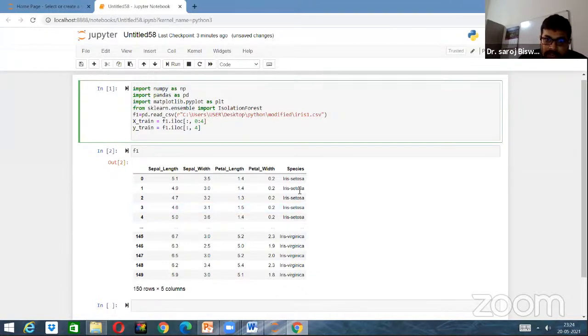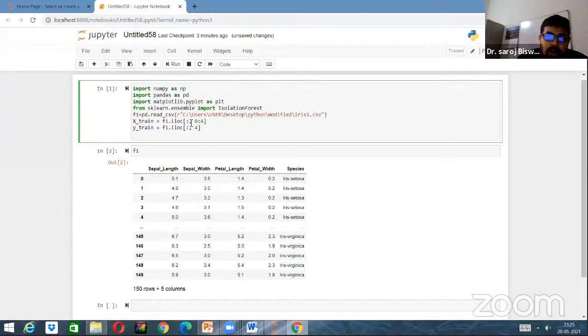Which part? This part. How can we cut this part? See here, F1 is the file, then .iloc, index location. Here we have a colon, then a comma. We already talked about what a colon represents: it represents all the rows. And we did not mention anything here, so no initial, no stop. It means what?